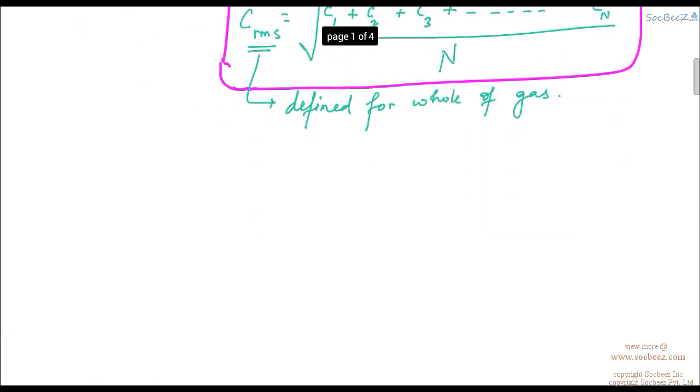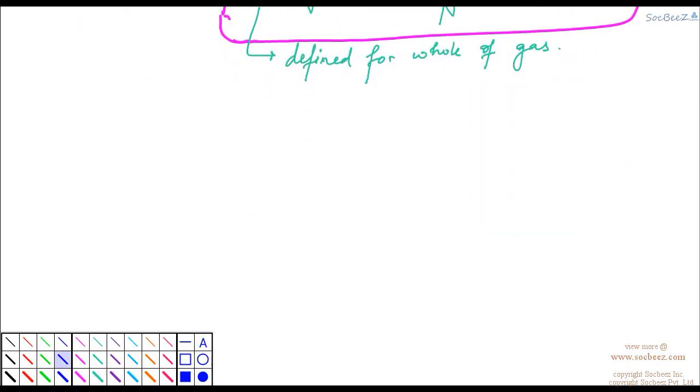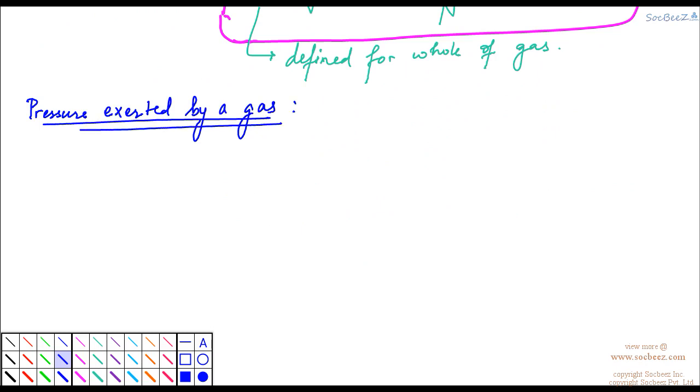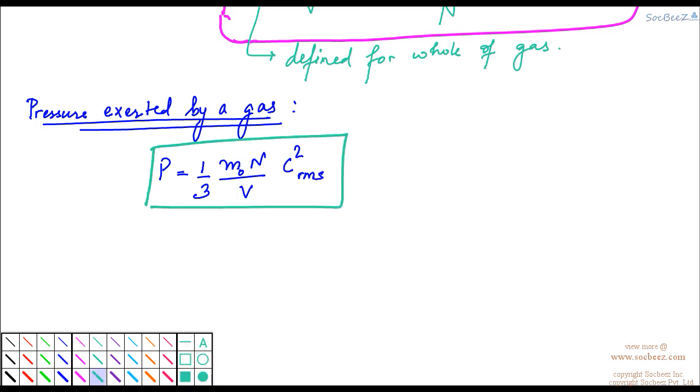So the pressure exerted by the gas can be defined in terms of this root mean square velocity. The pressure exerted by a gas is directly proportional to the root mean square velocity whole square. It is given by the formula pressure equals 1 by 3 m0 into n upon V into c square RMS. This is the important formula for calculating the pressure exerted by a gas having n molecules in a given volume V.